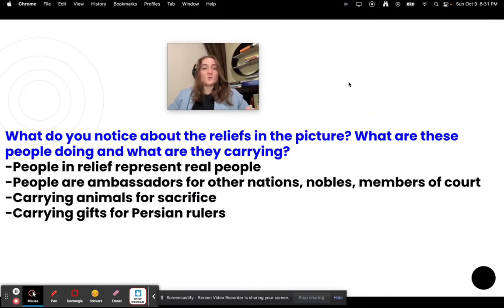Okay, so all the people who are in this picture are on kind of a side of a stairwell or a staircase. It's like the railing of a staircase had all these people etched into it. And they weren't random people. These were actually real people that were etched in there. So each one is unique because it's based off of a real person. And these people are ambassadors to other nations. They could be nobles, they could be members of the court. A lot of them are carrying animals to be sacrificed or gifts for the Persian rulers.